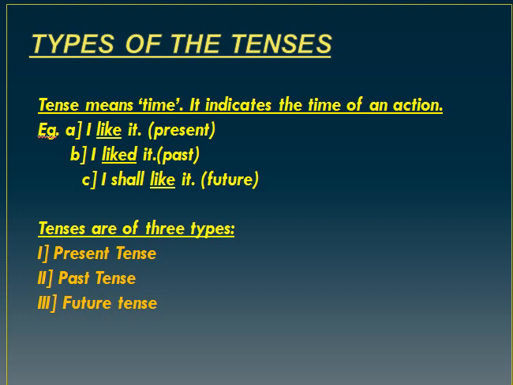So tenses are of three types: present tense, past tense, and future tense. Now we learn all these one by one. What I'm saying is, in one video it is not possible. Two videos for present tense and one each for past and future. Total four videos you have to go through. This is the first video.